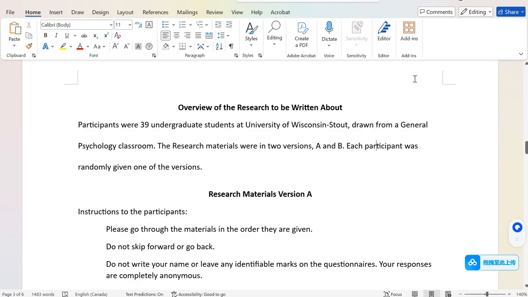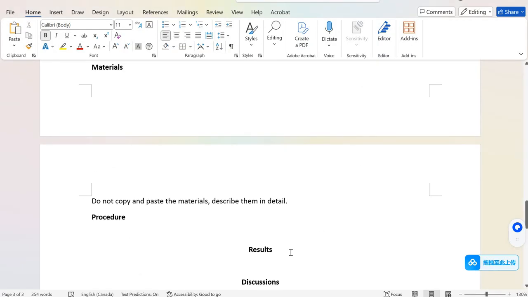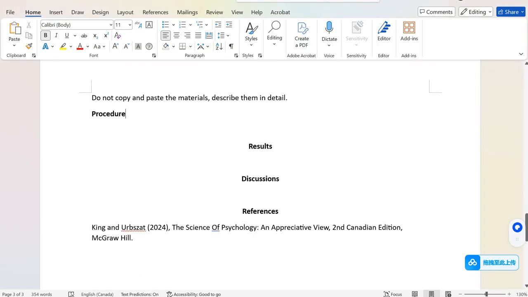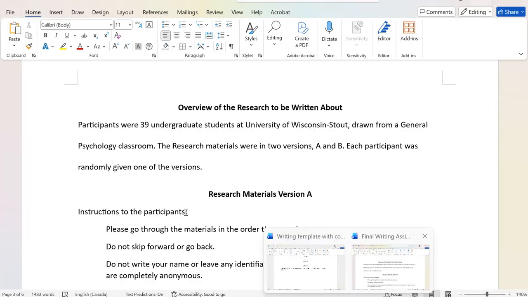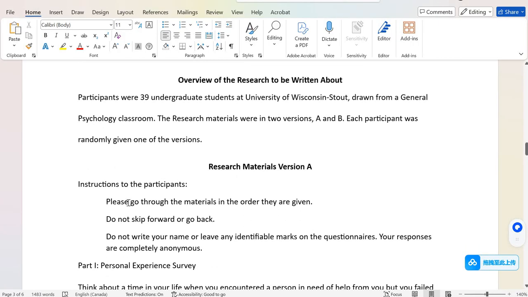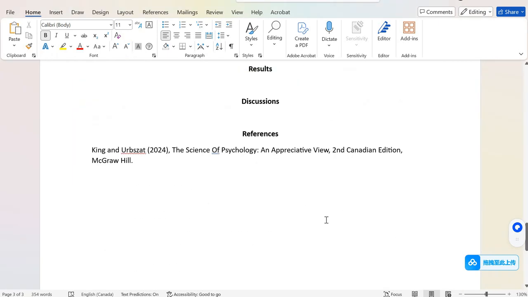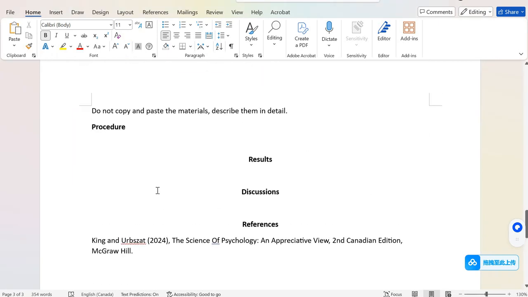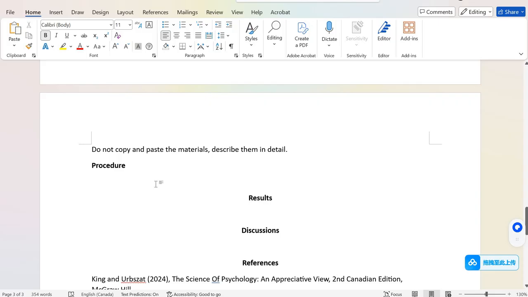Each participant was randomly given one of the 2 versions, either version A or version B, and they completed that anonymously. In the instructions, they were asked to go through the materials in the order they were given, and they were asked not to provide any names or ID marks on the questionnaire. The procedure.